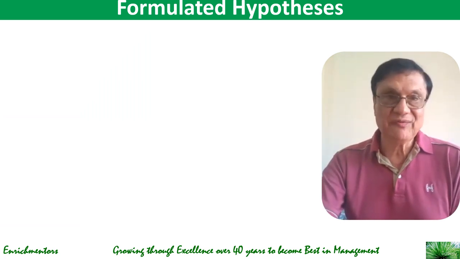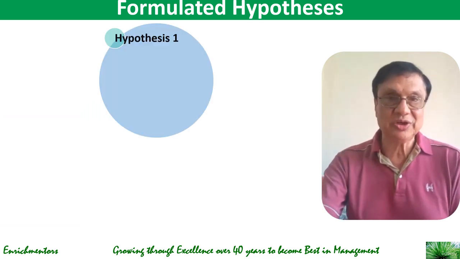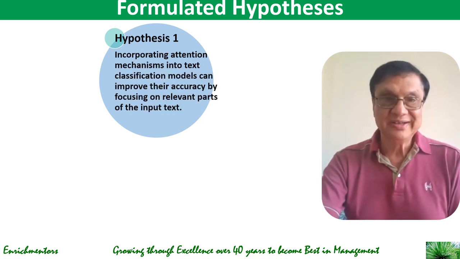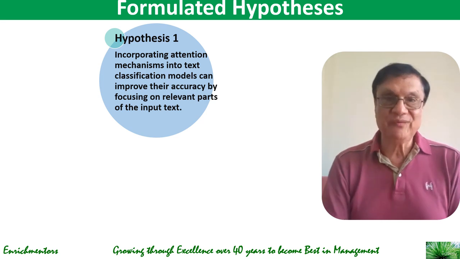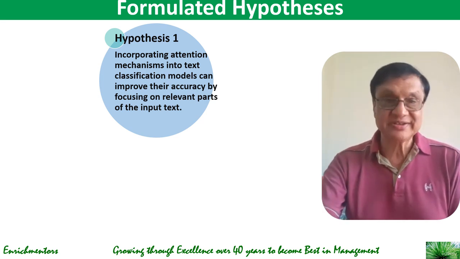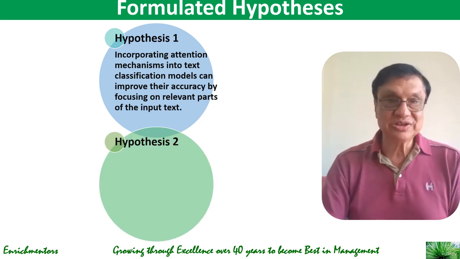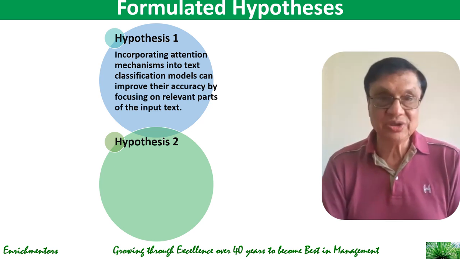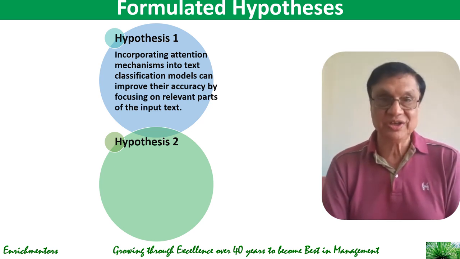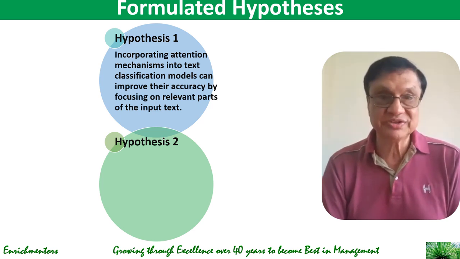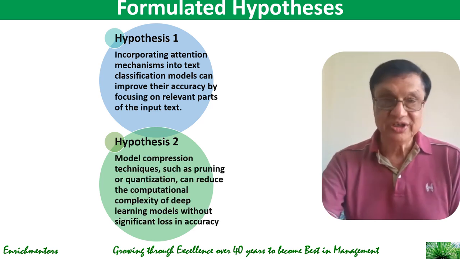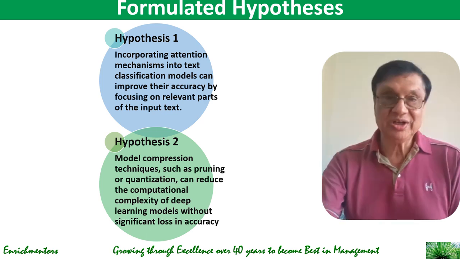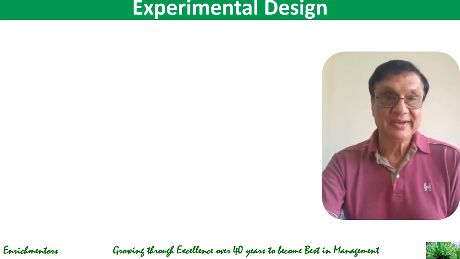Two hypotheses were formulated. The first hypothesis was that incorporating attention mechanisms into text classification models can improve their accuracy by focusing on the relevant parts of the input text. And the second hypothesis was that model compression techniques such as pruning or quantization could reduce the computational complexity of deep learning models without significant loss of accuracy. So two such hypotheses were formed on which the research was focused.